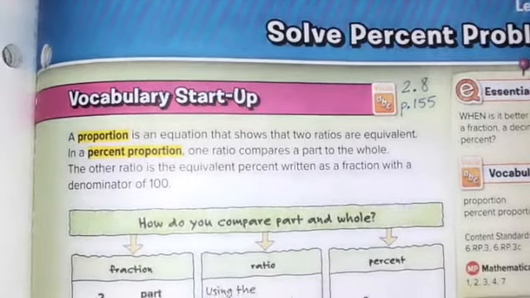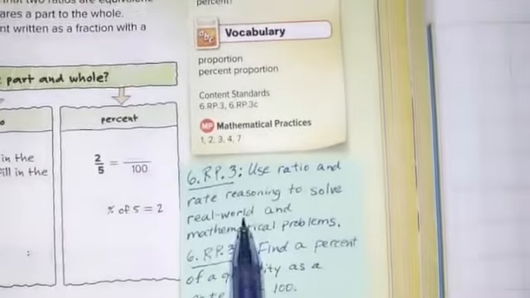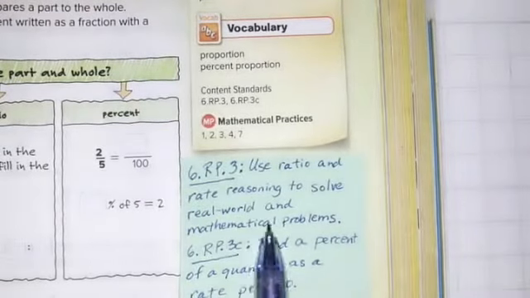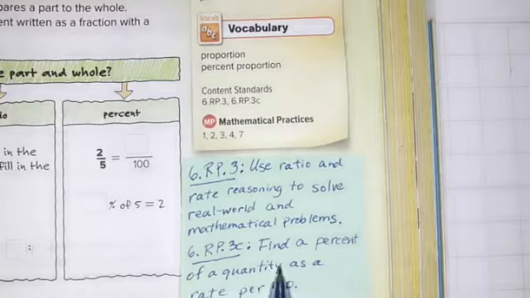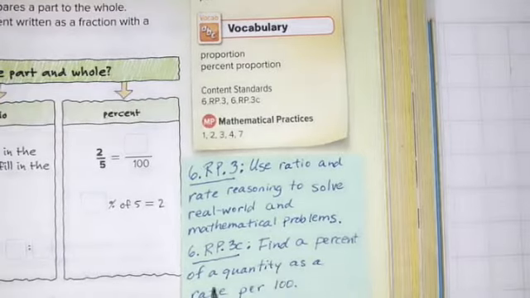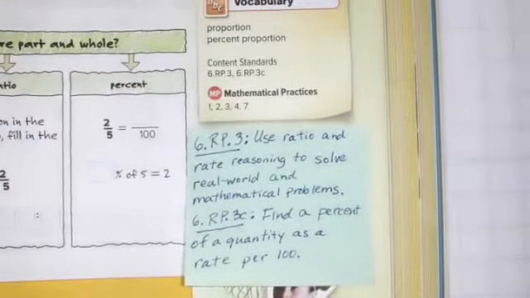Our learning target today is using ratio and rate reasoning to solve real world and mathematical problems. And the second learning standard that we're looking at today is to find a percent of a quantity as a rate per 100. Find a percent of a quantity as a rate per 100.